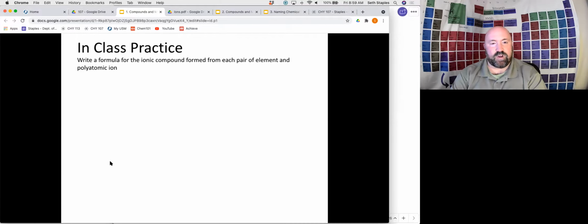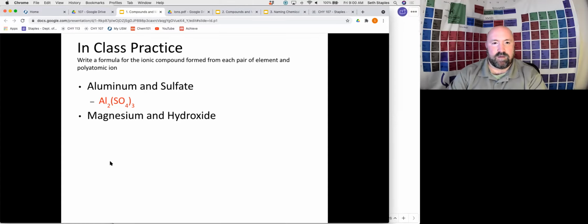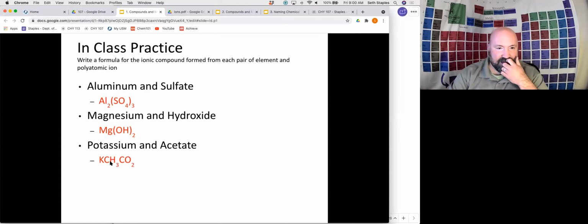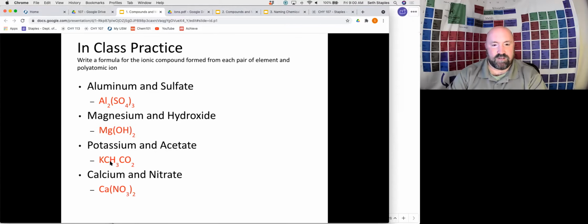Now a few with polyatomic ions. Try aluminum and sulfate. Feel free to look up the polyatomics for now, because I'm sure you don't have it memorized yet. But aluminum sulfate, we get Al2(SO4)3. Magnesium and hydroxide, we get Mg(OH)2. Potassium and acetate, KCH3CO2, and finally calcium and nitrate. And there it is, Ca(NO3)2. And that is all for our ionic compounds.